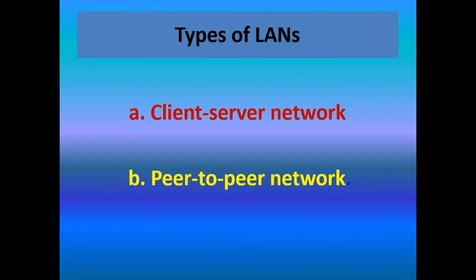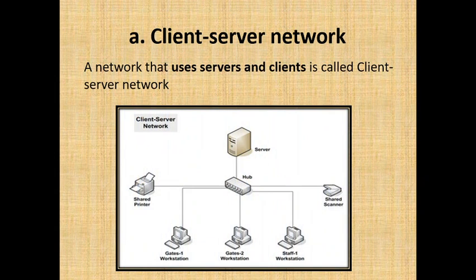There are different types of LANs. Client-server network, peer-to-peer network. What is a client-server network? Now look at this picture. There is a server, a hub, and a set of connected computers and some hardware devices. A server means a special computer. Its function is to store data, retrieve data, and to send data files to the connected computers.